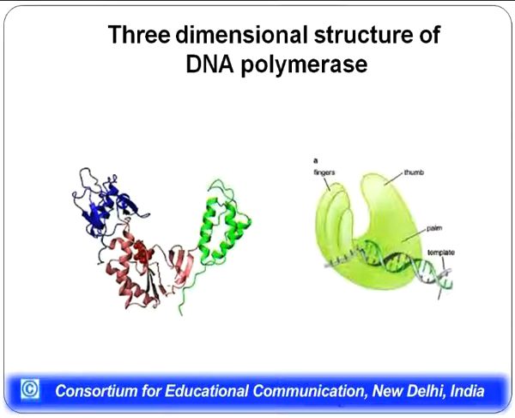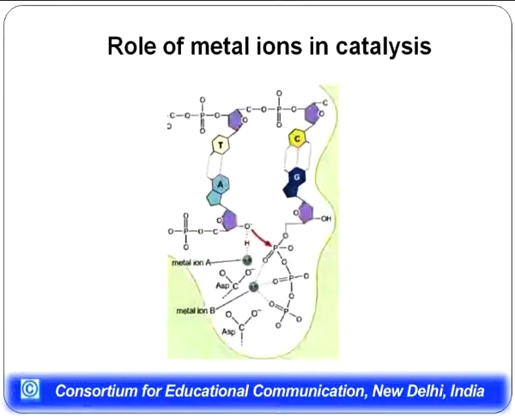whereas finger domain also plays a partial role in catalysis, and thumb domain, though it does not play any role in catalysis, is important for this reaction to take place. We will see how catalysis takes place in the active site of the palm domain. The palm domain has certain special components like amino acids and specific metal ions which help in catalysis of this particular reaction.